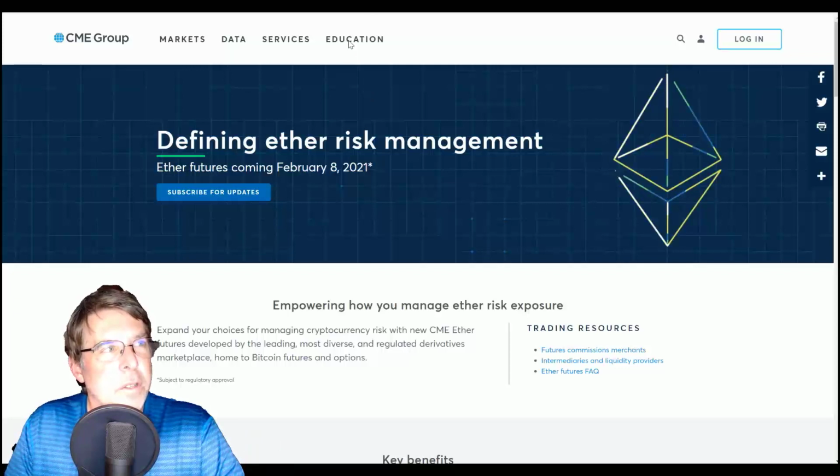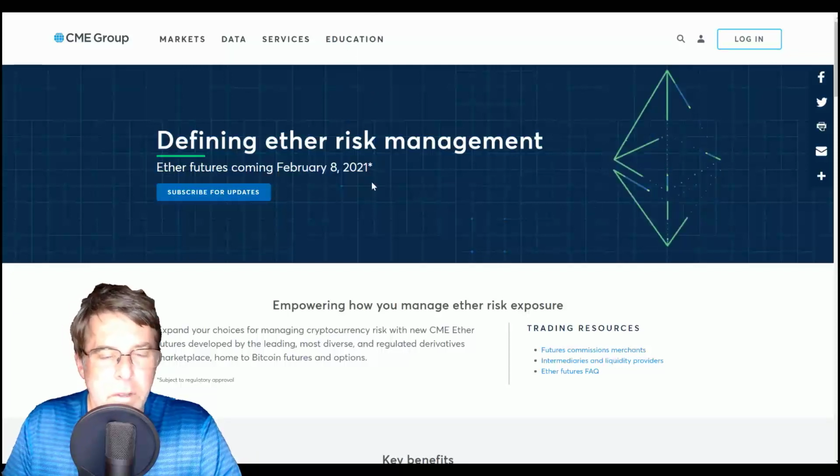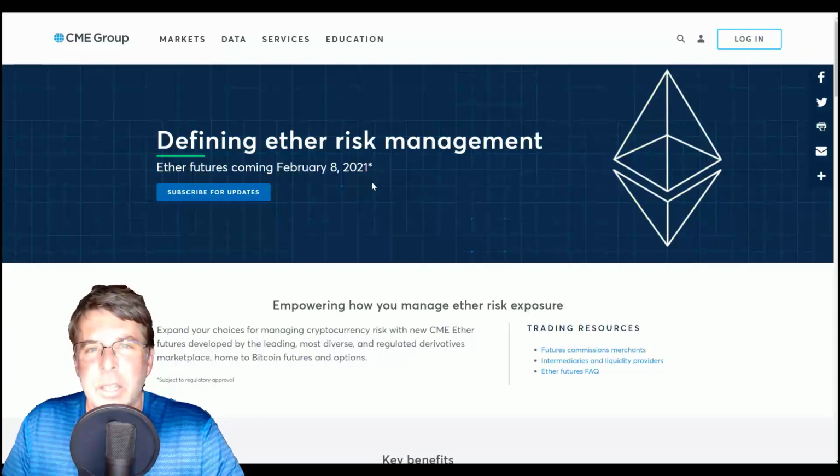All right, so you're going to go over to CME. That's where you can find out all the information about this particular contract and how you can get involved in Ether Futures if you would like. Check the descriptions below for that.